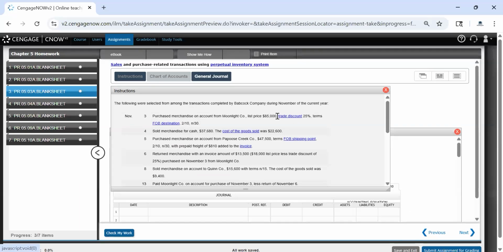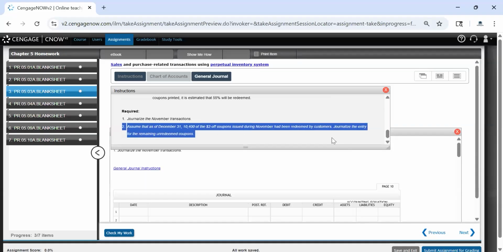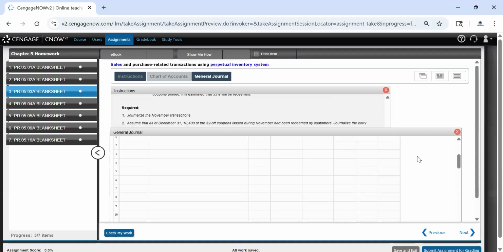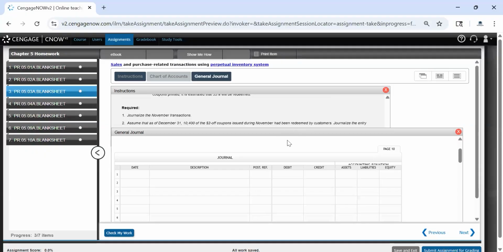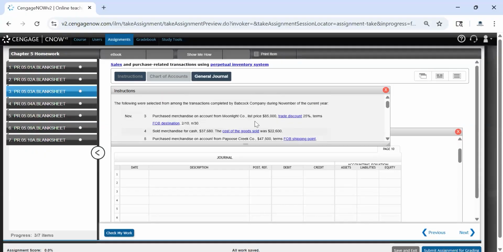So trade discounts are recorded net. They're not recorded in the purchase price. This is just a discount they get for volume because they purchase so much. So therefore, we are going to just record the 85,000 less the 25% off.